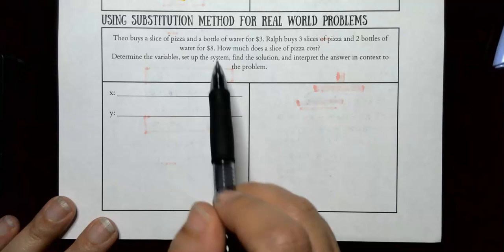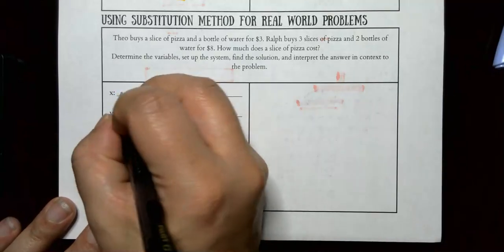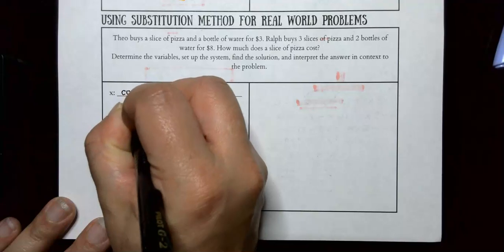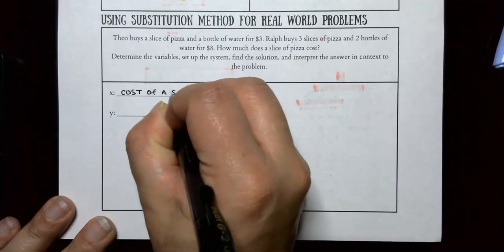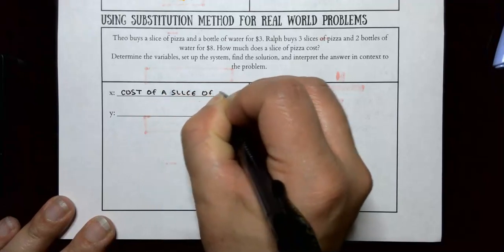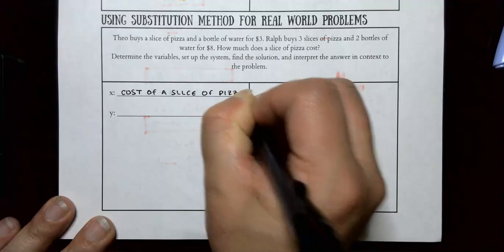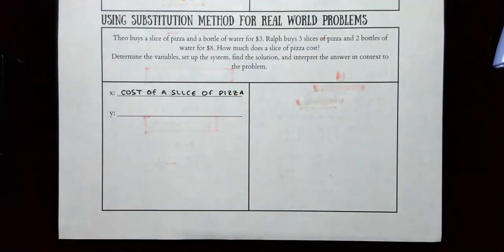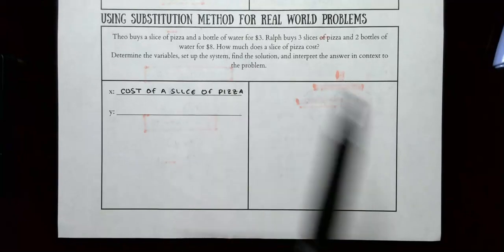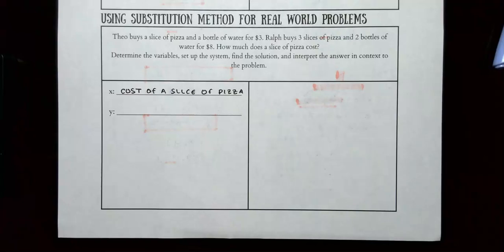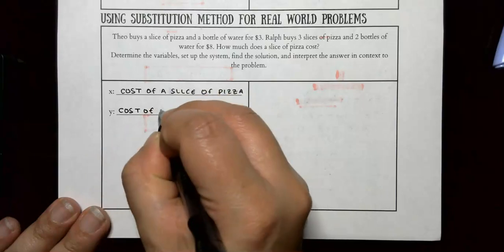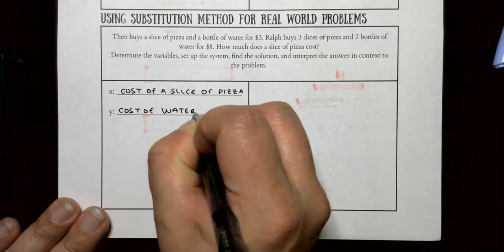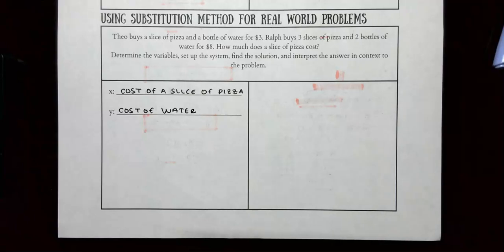Now we're determining the price. So for variable X, we're going to put the cost of a slice of pizza. So X represents how much each slice of pizza costs. And Y is going to represent the cost of a water bottle, so cost of water. Okay, so we're trying to figure out prices here.